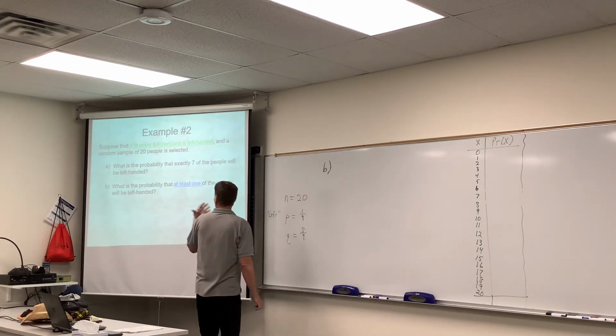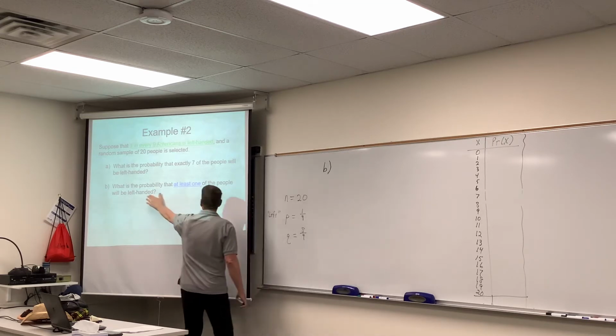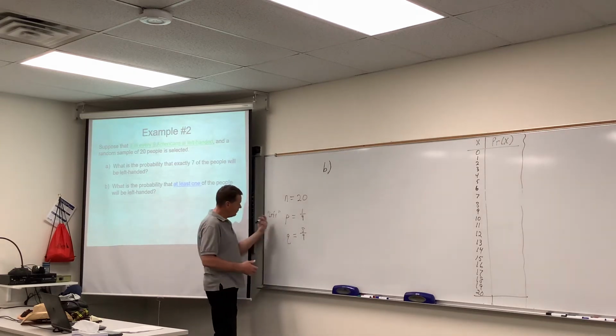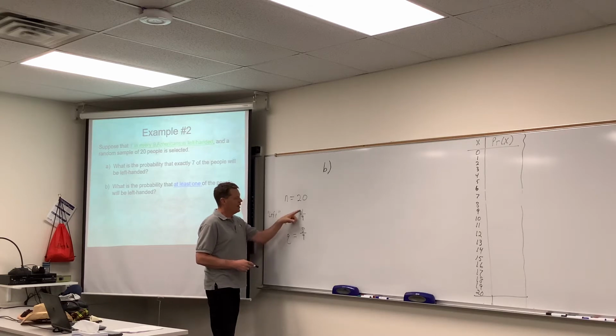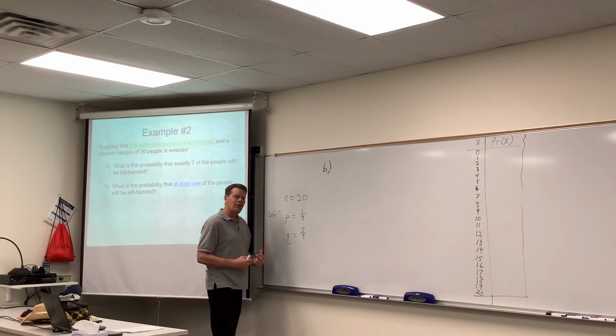The question in part B does mention being left-handed. So once again, being left-handed is considered success. And success can be defined either way, depending on whoever wrote the question. And it said that 1 out of every 9 Americans is left-handed. So that P is 1/9, and therefore Q would be the opposite of that, 8/9. Binomial experiments only have 2 outcomes, and so the P and the Q have to add up to 1. So just keep that in mind.